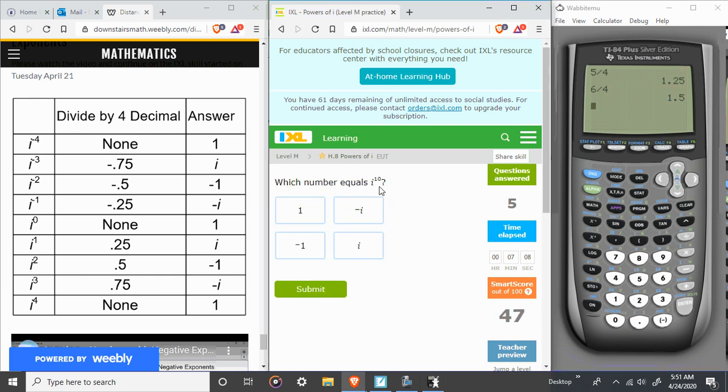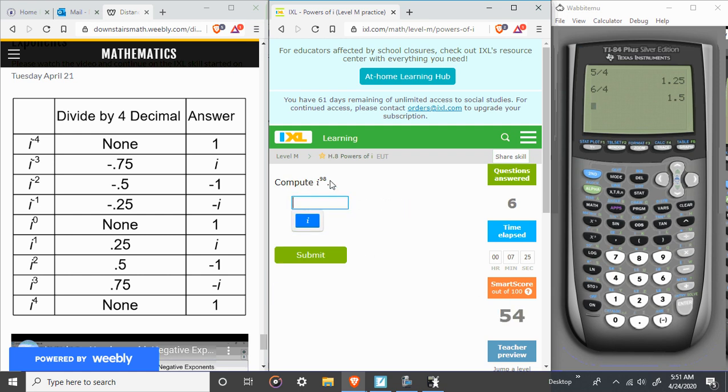Okay? Again, we take i to the 10th. 10 divided by 4 is 2 with a remainder of 2. So since your remainder is 2, we know our answer is negative 1.